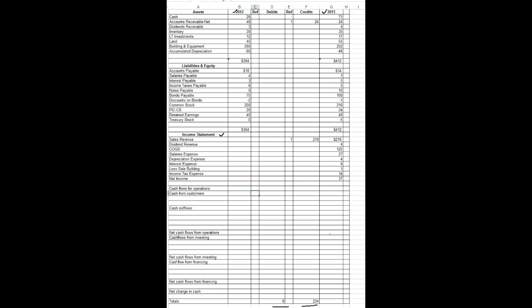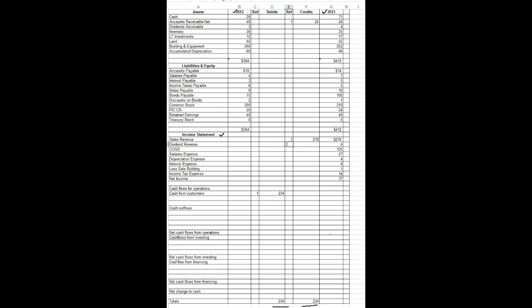Now I'm on journal entry number 1, and I received all of my sales plus an additional 24, so that will be $234 collected from customers. And look at my totals. They agree. Yay! Back to the income statement.